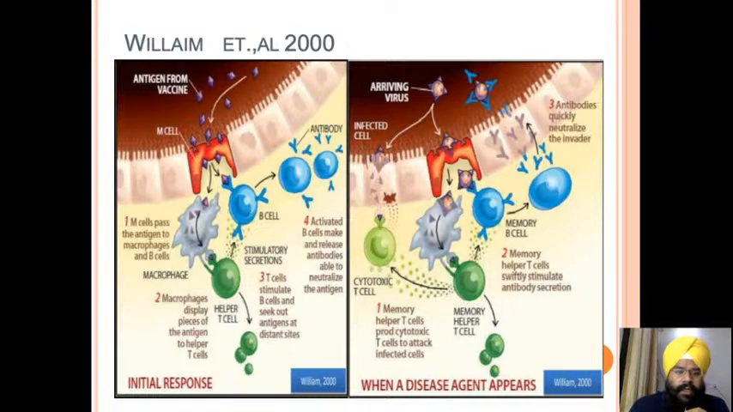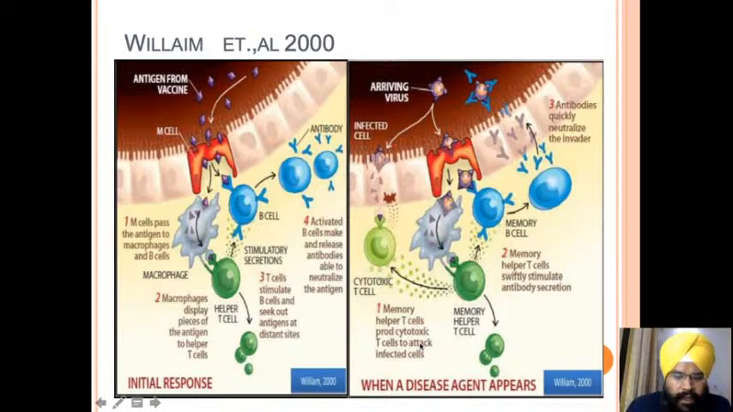Actually, in the initial response, you have your M cells, and the antigen from the vaccine is coming. In the first case, your M cells pass the antigen to the macrophages and B cells. Then macrophages will display pieces of the antigen to the helper T cells also. Then the T cells stimulate B cells, which seek out the antigens at distant sites. Fourth, activated B cells release antibodies able to neutralize the antigen. They will produce the antibody to neutralize the antigen.